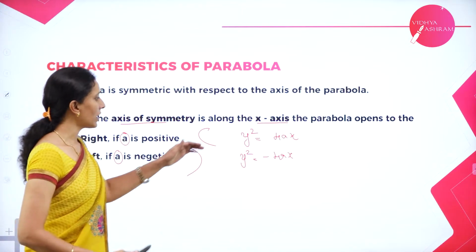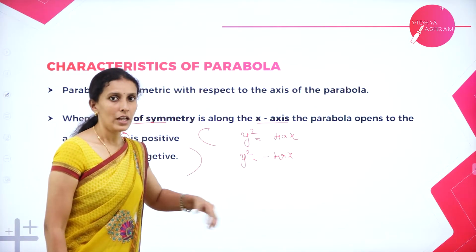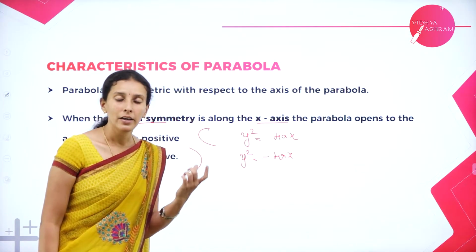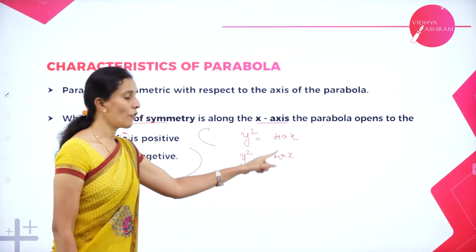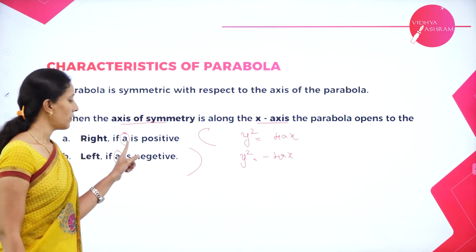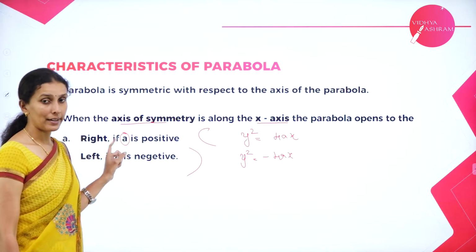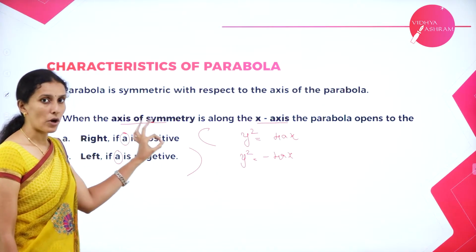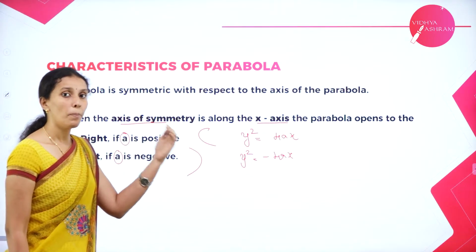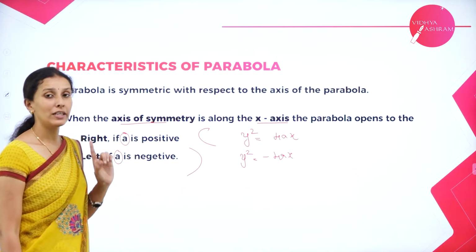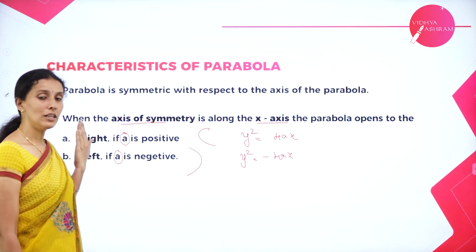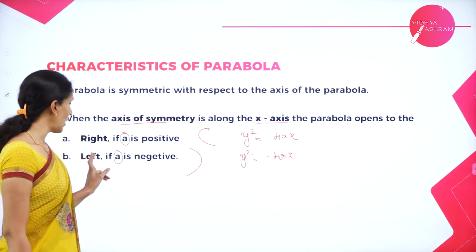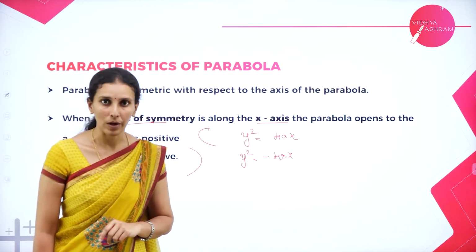Remember, if the equation starts with y square, then it might be a right-handed or left-handed parabola. So based on the sign of a, we can recognize: if a is positive, it is right-handed. That is, if the focus a is positive, that means it lies on the positive side of x-axis. So therefore, it is a right-handed parabola. If a is negative, it lies on the negative side of the x-axis. So therefore, it is a left-handed parabola.